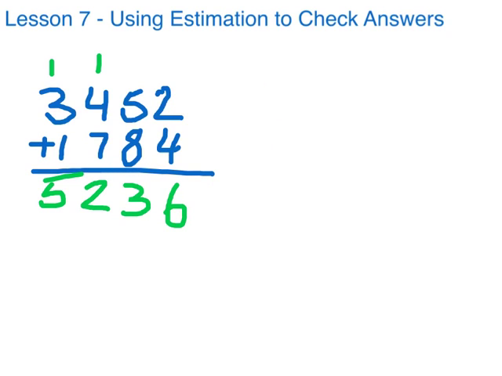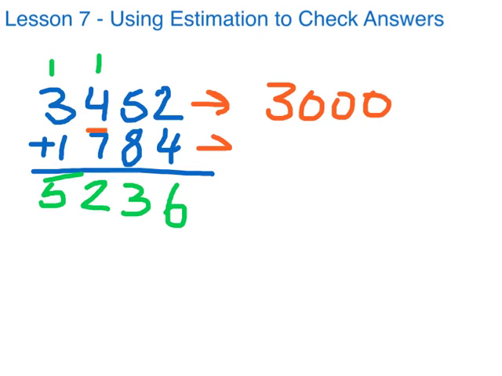So now I'm going to use estimation to check if my answer is reasonable. So I'm going to round to the nearest thousand. So 3,452, I'm going to round to 3,000 because it is slightly closer to 3,000 than 4,000. Remember, I look at the number to the right of the thousand spot. If it's 4 or less, I round down.